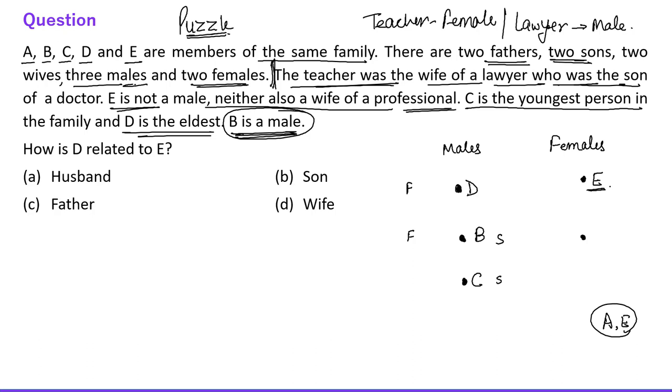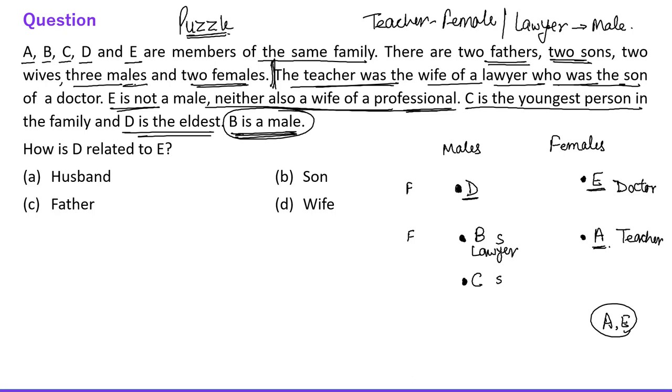And here A is female, right? The teacher was the wife of the lawyer. So A is the teacher and B is the lawyer, and B is the son of the doctor. So D is not doing anything because E is not the male, neither the wife of a professional. So D is not doing anything, but E is the doctor. Right? And C is the youngest person in the family.